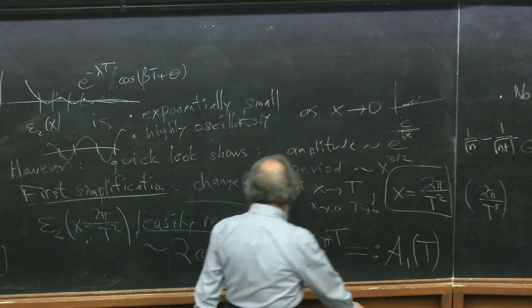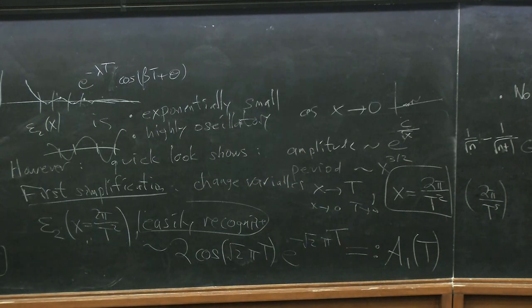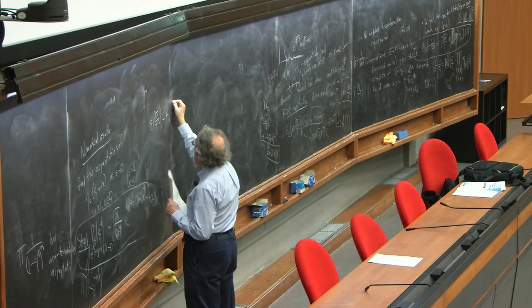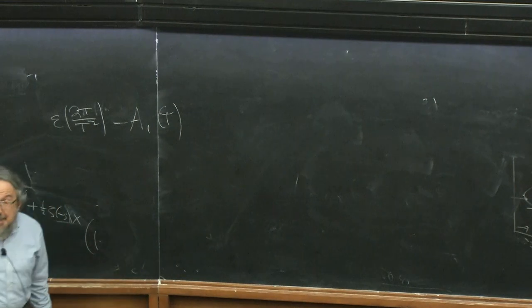And now you continue, and you say, okay, I won't write that formula again because I haven't erased it, it's right there. So epsilon 2 of x, which is 2 pi over t squared, is very nearly epsilon 1. So now that we know that, I mean, this is experimental, everything's experimental, you subtract that, and you make a graph of this next function.